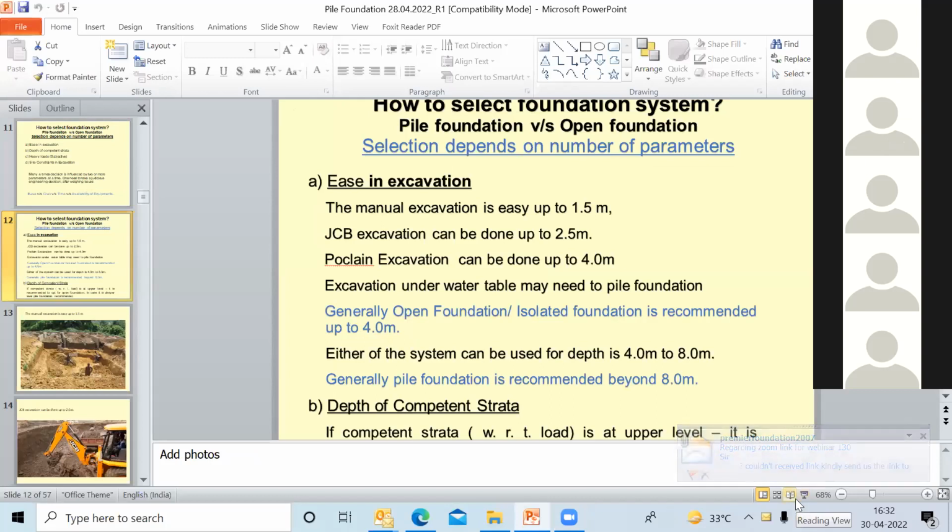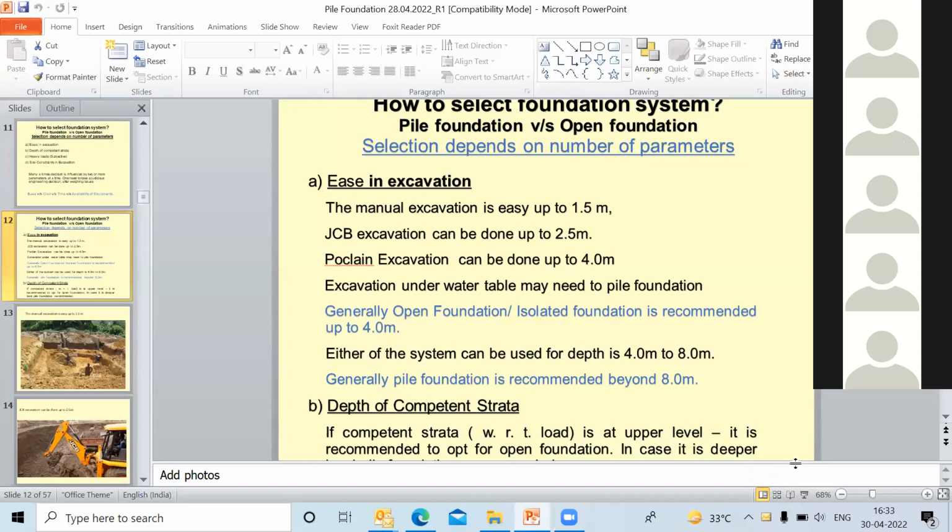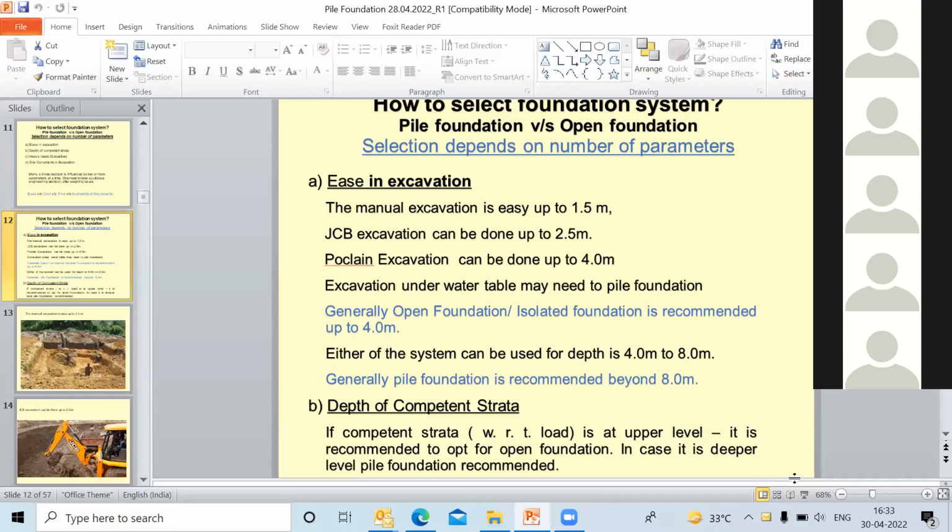Now, what is ease of excavation? Normally, manual excavation is comparatively easy and cheapest. It can be very easily done up to 1.5 meters. JCB excavation can be done up to 2.5 meters. Poclain excavation can be done up to 4 meters.